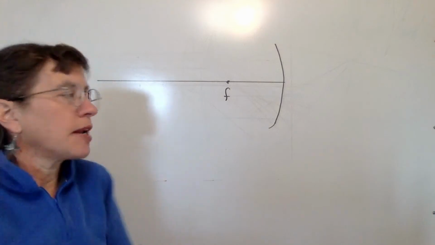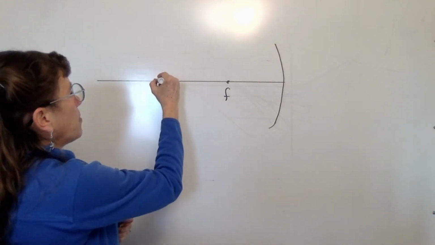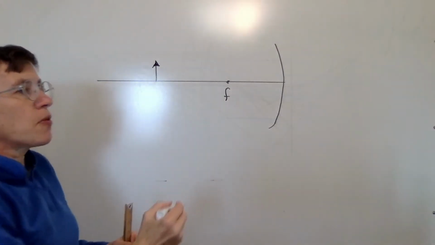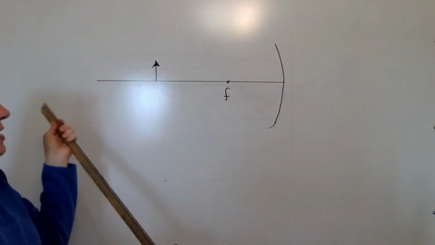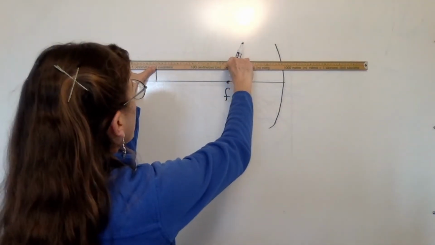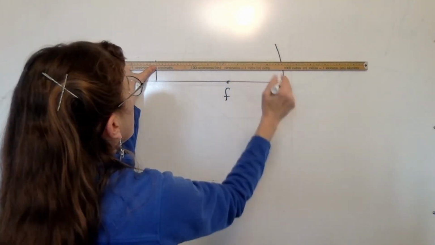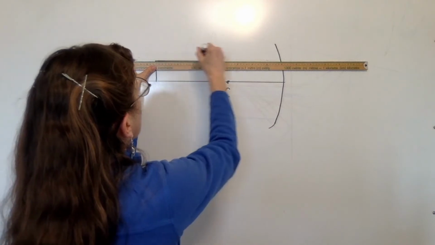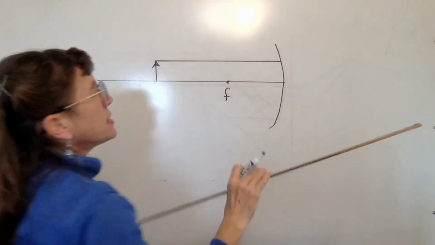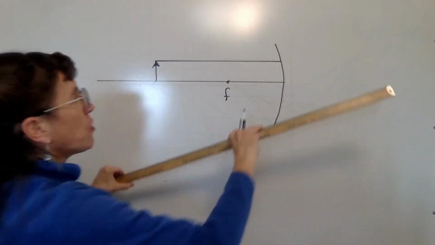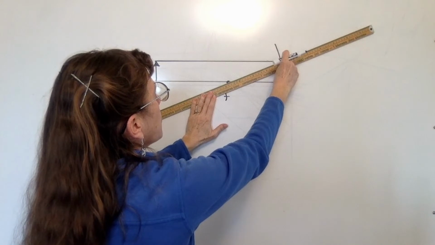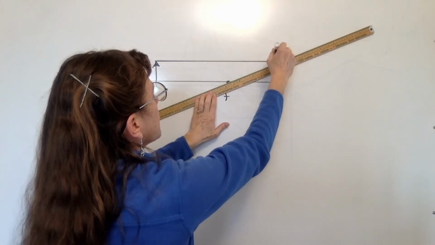The first image that I'm going to do is going to be for an object outside the focal length. So again, it's going to be farther away. This is going to be for a relatively distant object. And we're going to follow those same 3 rules. The first ray is going to come in parallel. And if you think back to the lens, it would bend that ray toward the focal point. The mirror is going to reflect the ray through the focal point, just like this.